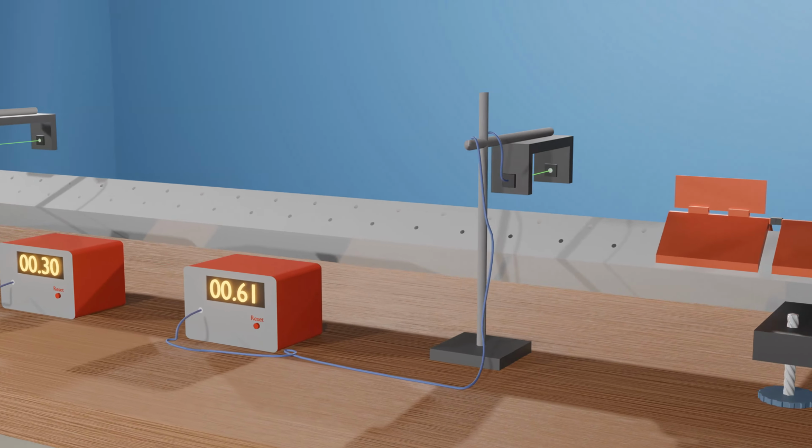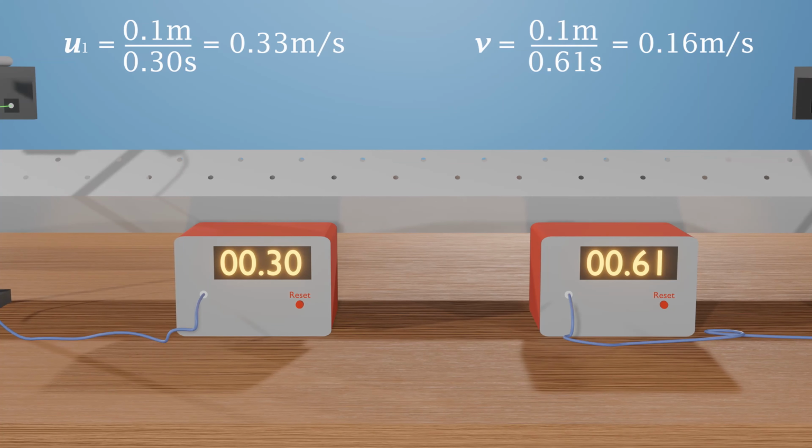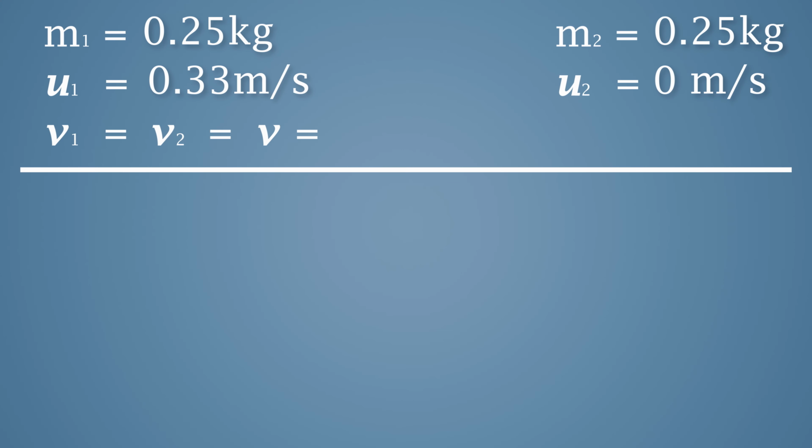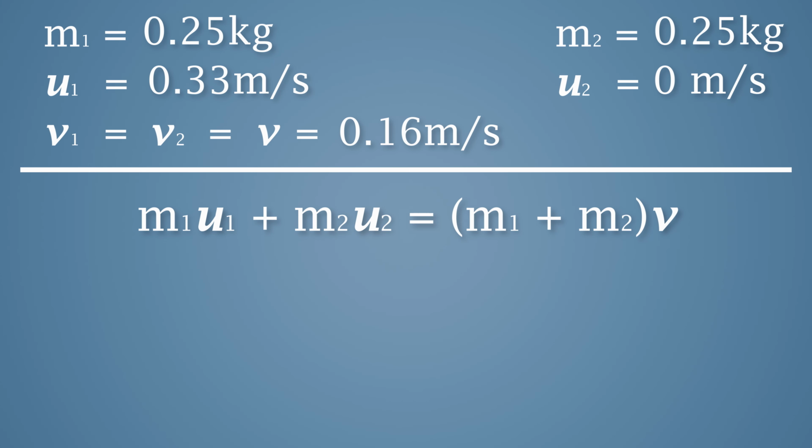Now, as before, we can calculate the velocity of rider 1 before the collision and of the two riders after the collision. We can now record our values in a table. m1 and m2 both equal 0.25 kilograms. u1 is 0.33 meters per second, while u2 is 0 meters per second, and v is equal to 0.16 meters per second. Now, writing down our formula for the conservation of momentum, we can simply fill in the variables.